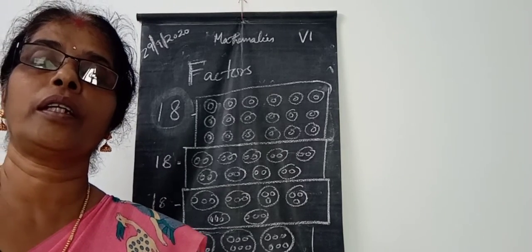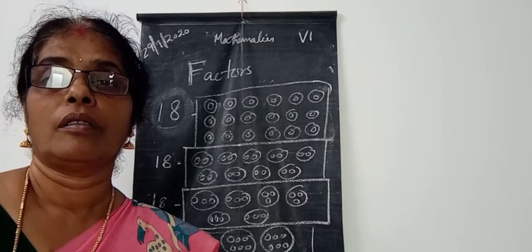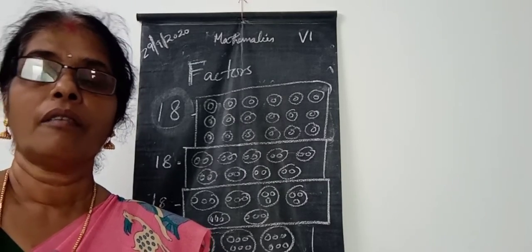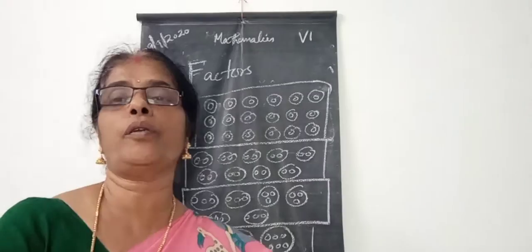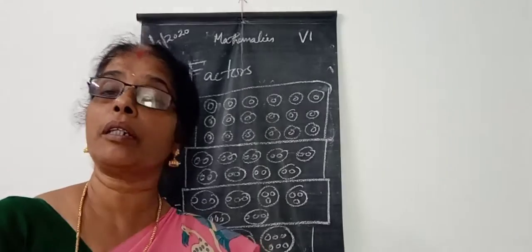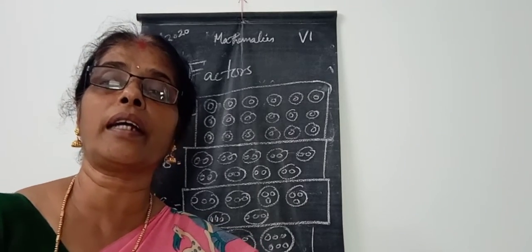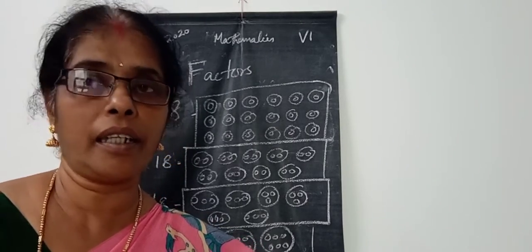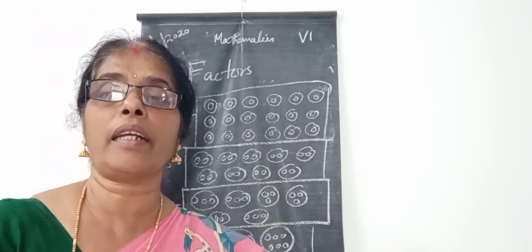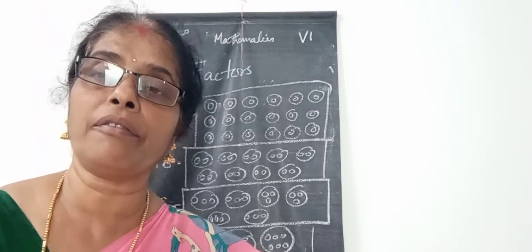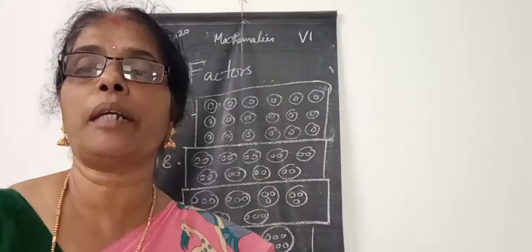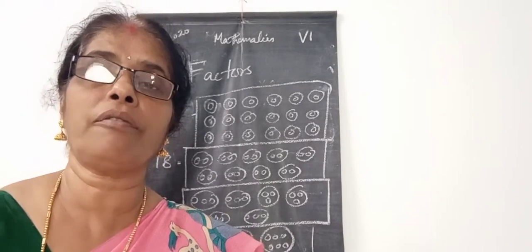Yes, today I am going to teach factors, children. What are the factors of numbers? Multiples you already know, isn't it? The multiples of 3 mean 3, 6, 9, 12, 15, 18 and so on. Multiples of 2: 2, 4, 6, 8, 10 and so on. Multiples of 5: 5, 10, 15, 20, 25. Multiples of 10 mean 10, 20, 30, 40 and so on.